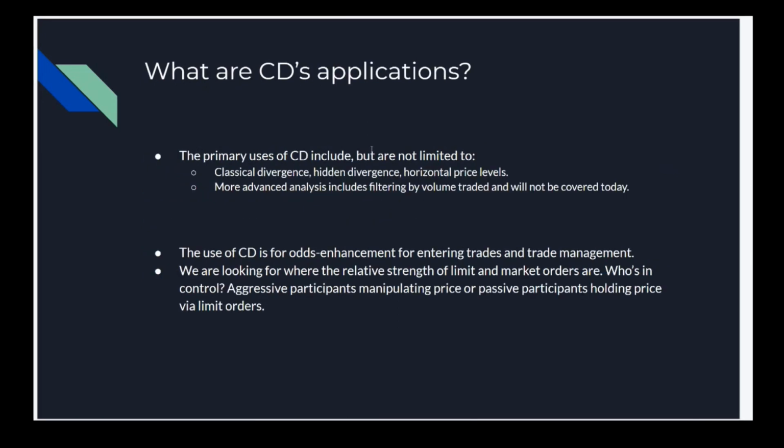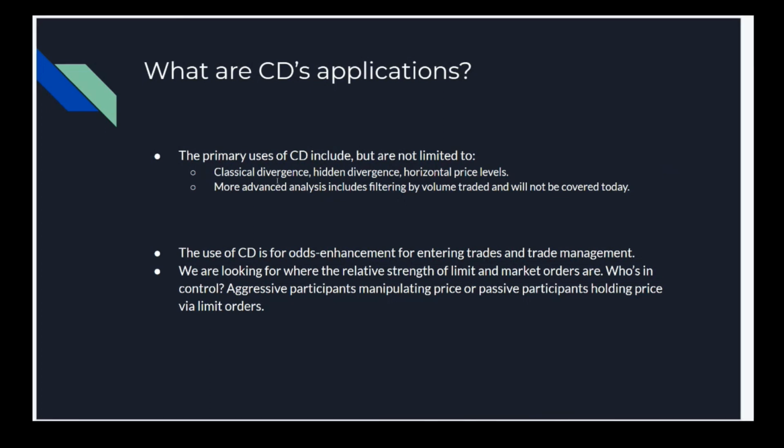So what are its applications? The primary ones are the classical divergence, hidden divergence, and the horizontal price levels. And there is more advanced analysis like Futures Trader 71 uses, which is filtering it by the amount of volume traded, basically seeing who the participants are. Is it the overall delta? Is it larger participants like banks, selling not one contract but 100 contracts or even more?